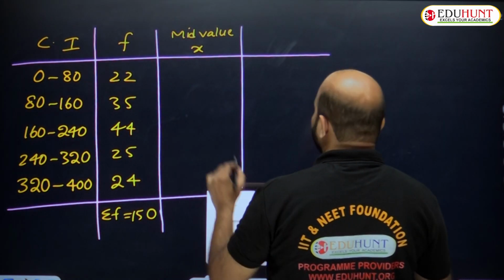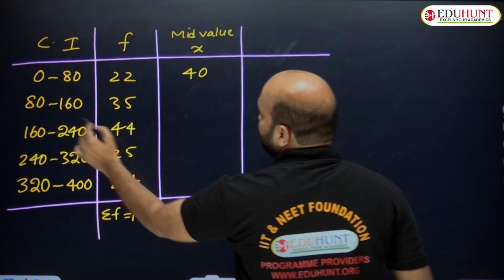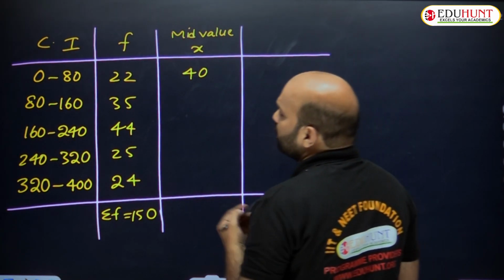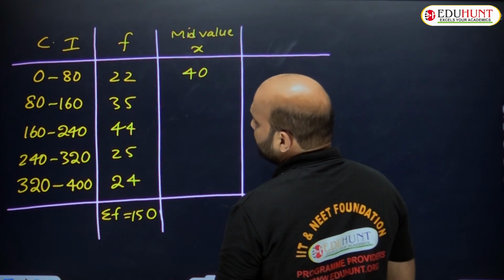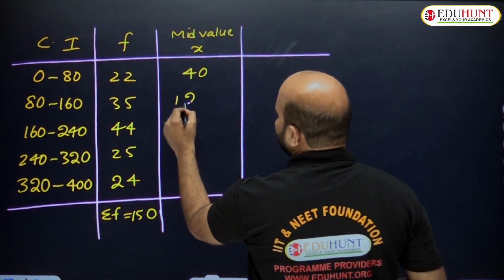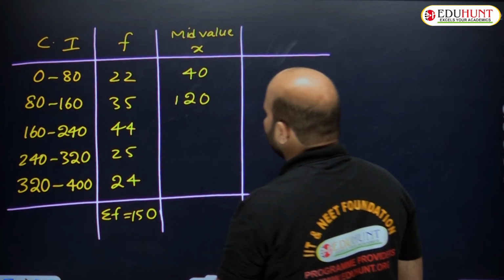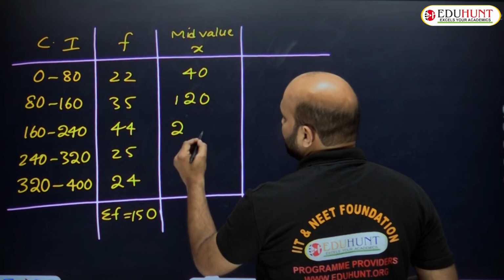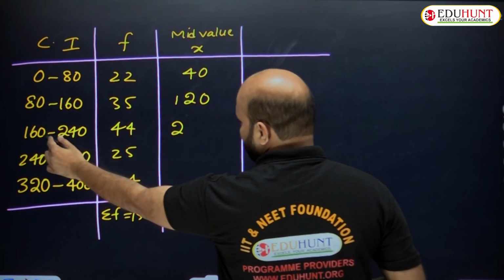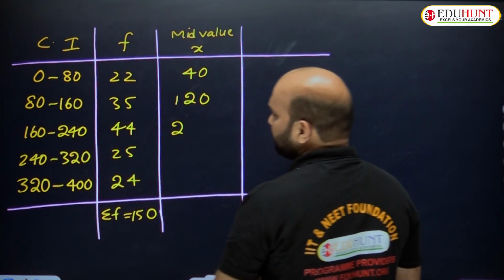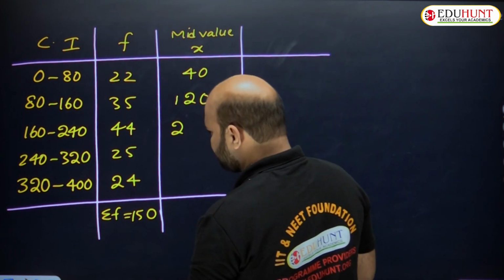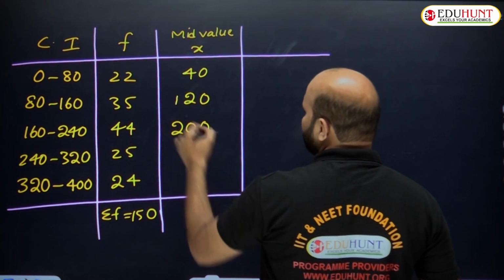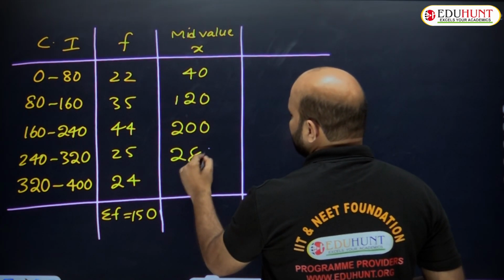So the first one is 40. Next, 80 plus 160 is 240, 240 by 2 is 120. What is the difference between 40 and 120? 80. So again 80 is added. Then 160 plus 240 is 400, 400 by 2 is 200, and 80 added gives 280. Am I clear?